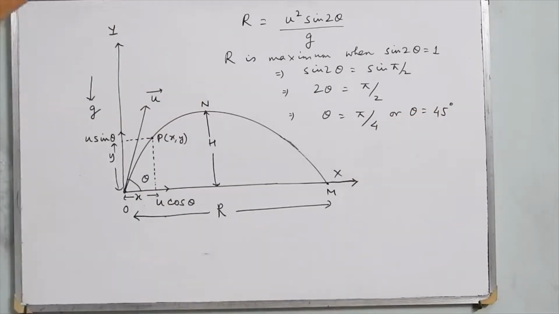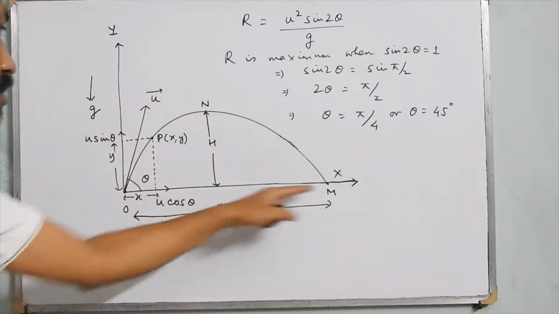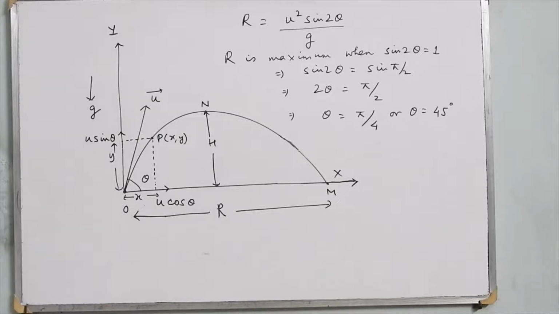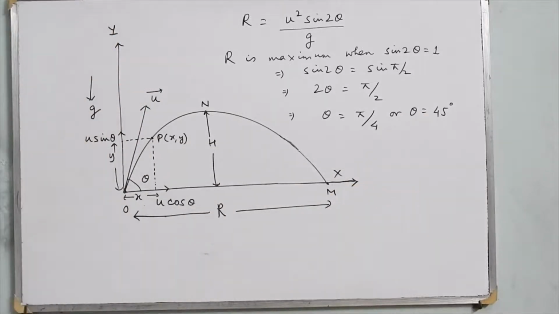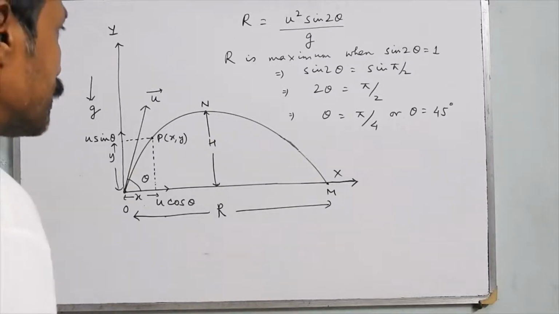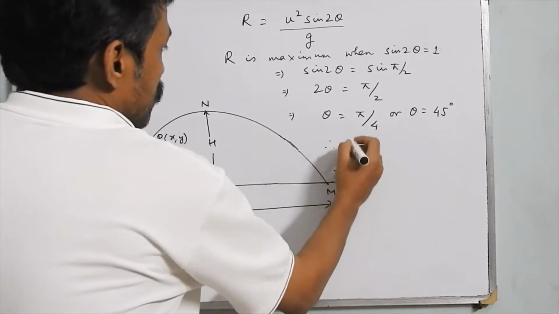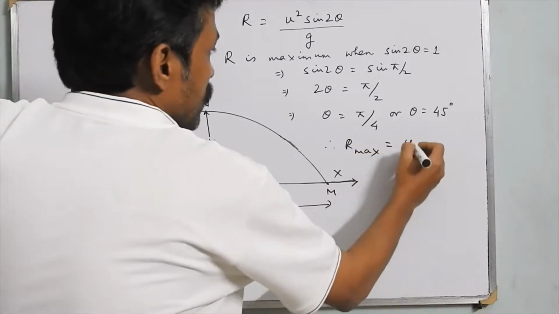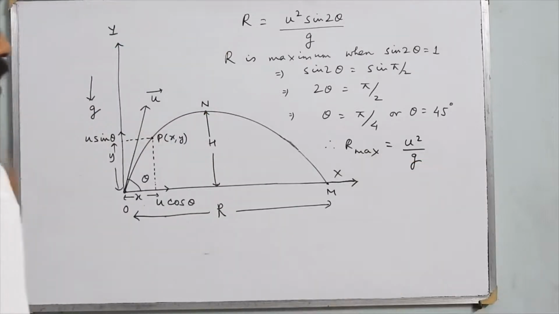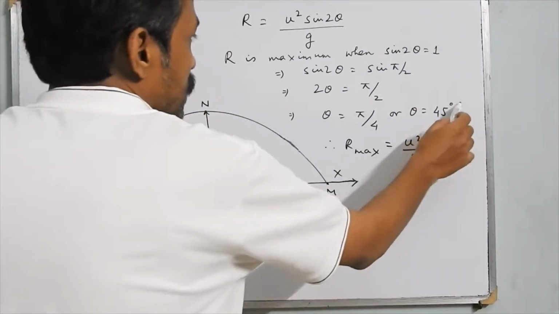So this means that if the angle of projection is 45 degrees, the projectile will cover the maximum distance on the ground. Athletes who throw a javelin are trained to make the angle of projection as close as possible to 45 degrees in order to achieve the maximum distance on the ground. Therefore, the maximum value of the horizontal range will be u square by g, and that happens when theta is 45 degrees.